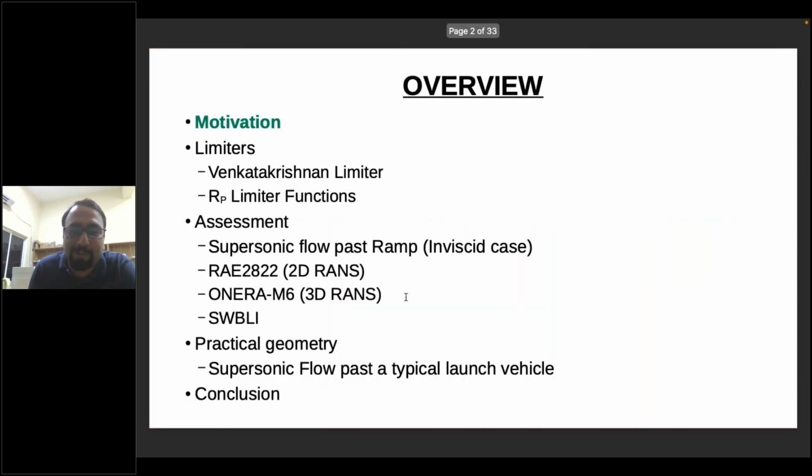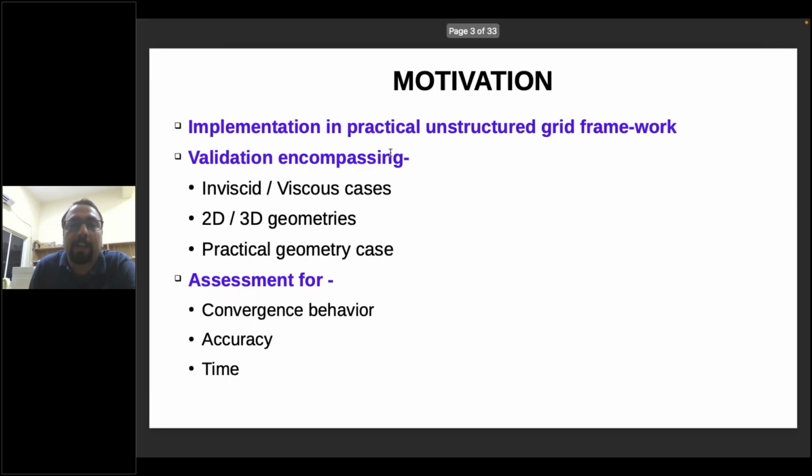Along with Dr. Praveen and Dr. Rao, I'll be presenting this work. The motivation of this work is a recent limiter by Dr. Nishikawa, and there are very few practical unstructured grid limiters in the literature that have been successfully used in unstructured grid codes. So we wanted to implement it in the SU2 framework and then try it out on a variety of problems encompassing inviscid, viscous flow, 2D, 3D, and practical geometry cases as well.